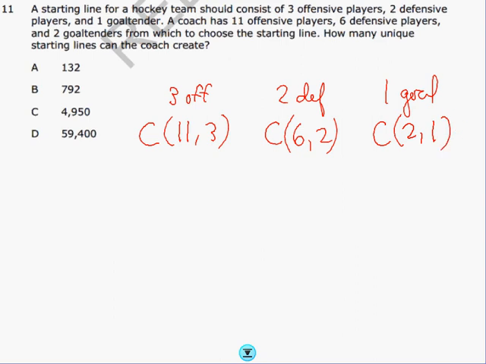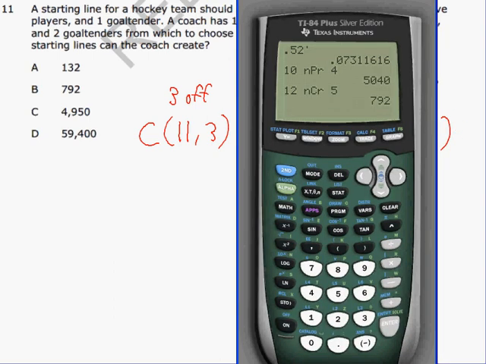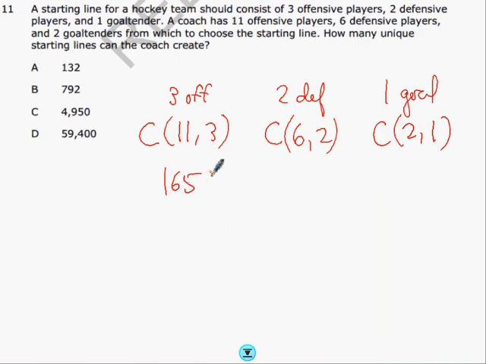So let's plug these all into the calculator. 11 choose 3, 165 ways to choose an offensive lineup. 6 choose 2 is just 15. And then 2 choose 1 is just 2.